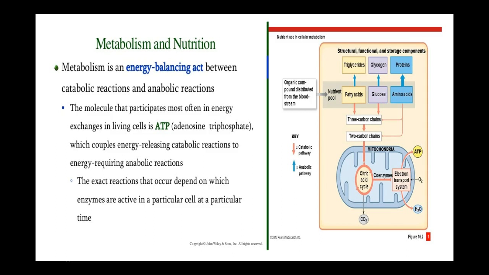And ATP, adenosine triphosphate, couples with energy releasing catabolic reactions to produce energy requiring anabolic reactions. So you have ATP as the intermediary between these breaking down and building up.